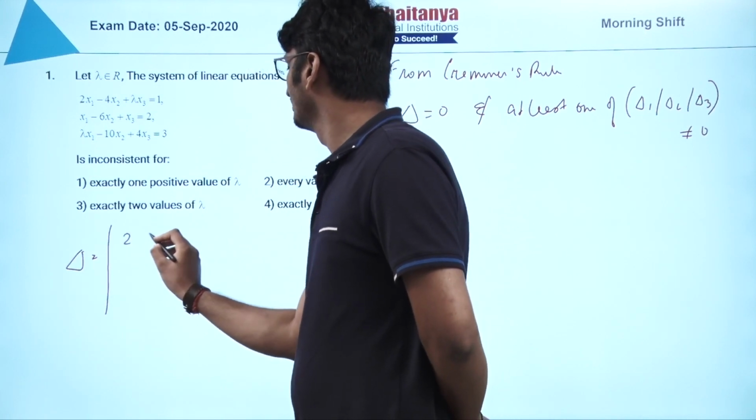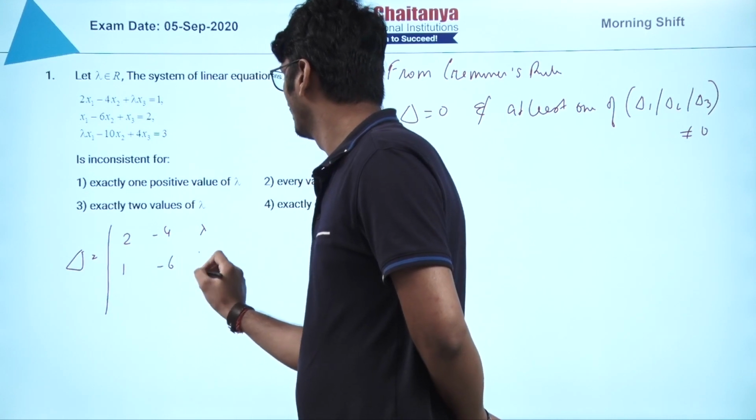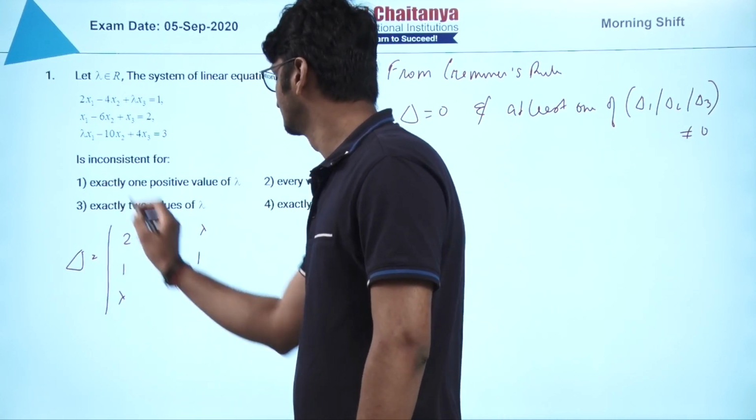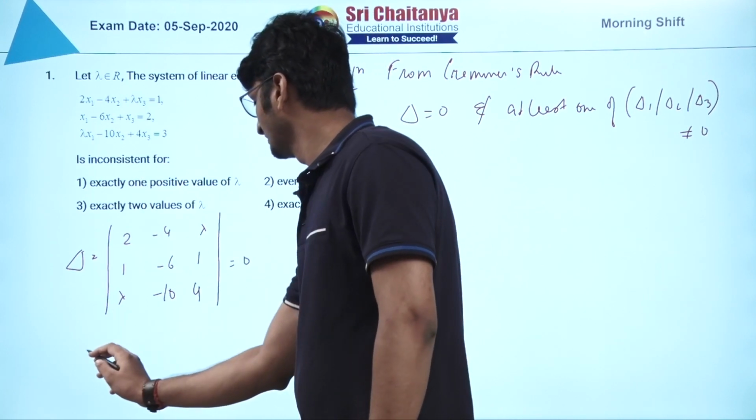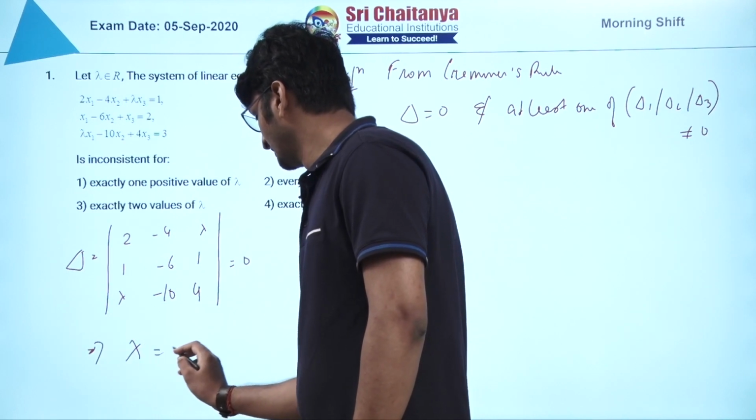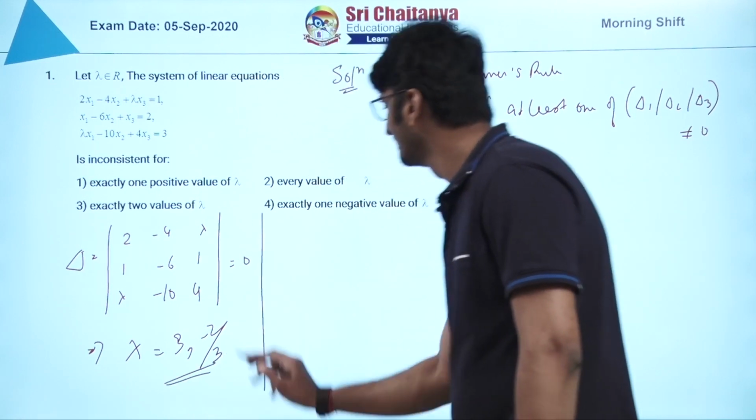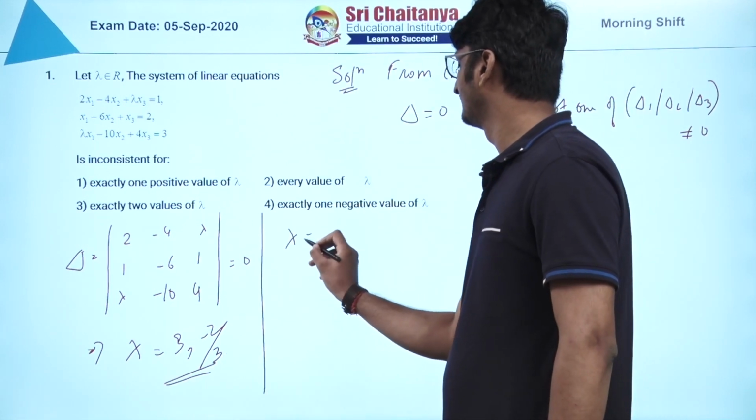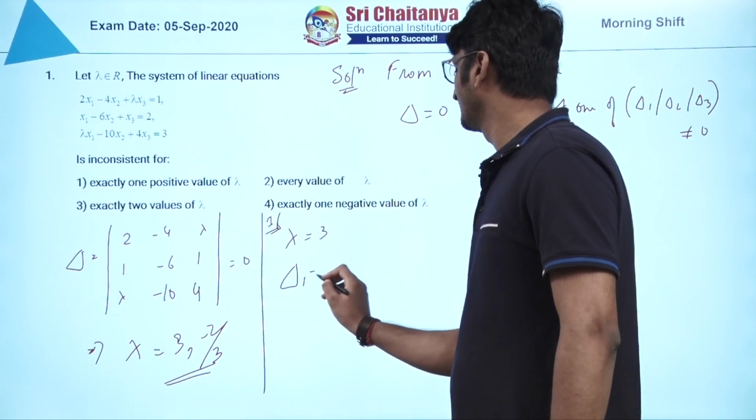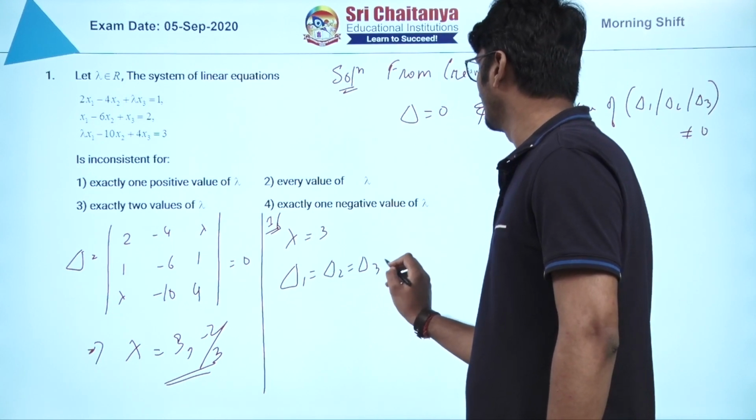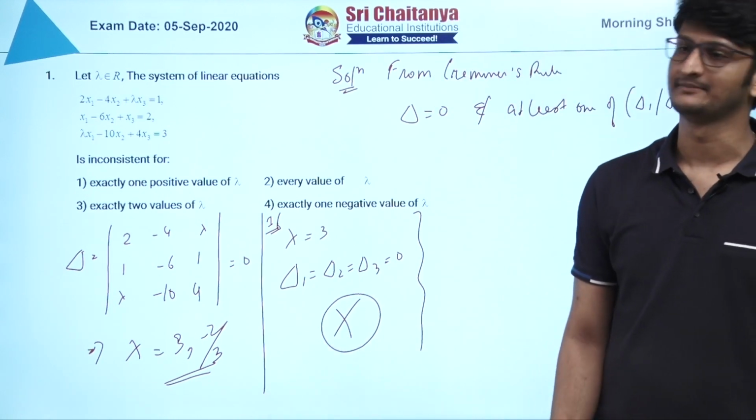It is nothing but 2 minus 4 lambda, 1 minus 6 1 lambda minus 10 4. After solving, you will get a quadratic and you are getting two values, that is 3 and minus 2 by 3. If you check for lambda equal to 3, you will get delta 1, delta 2 and delta 3 all are 0, which should not be the required condition. So, lambda equal to 3 will not be accepted.